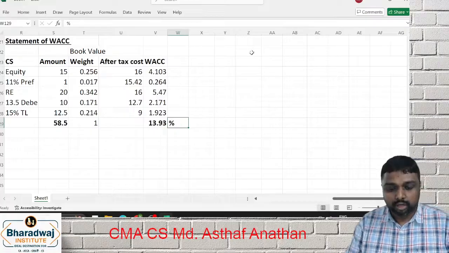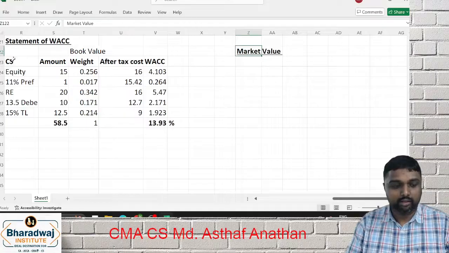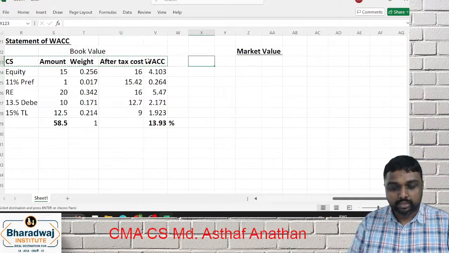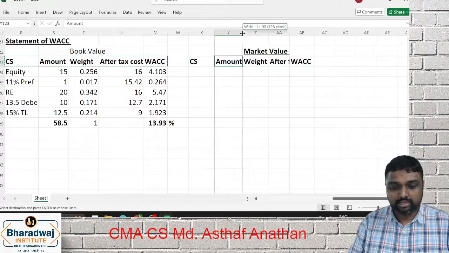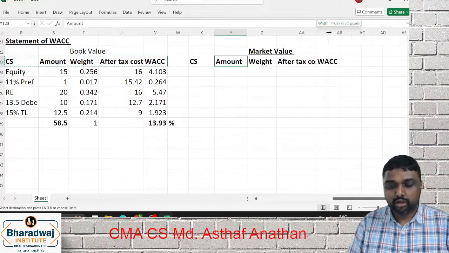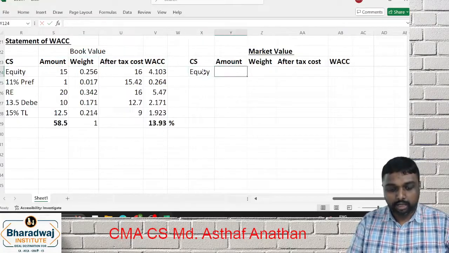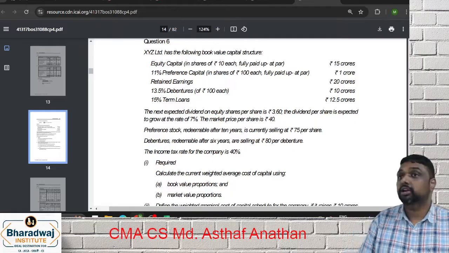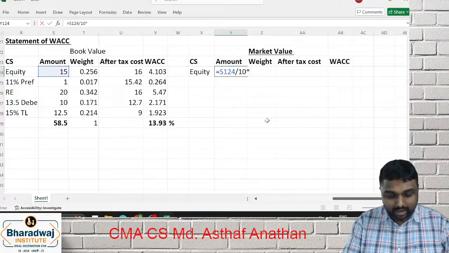Book value. The same thing we want to do under what? Market value. Similar heading, but small changes will be there. Let's see how many of you will be able to do this. See, first of all, for after tax cost, we will go for equity. Equity, this 15 is for 10 rupees, but the market price now is what? 40. So 15 by 10 into 40.